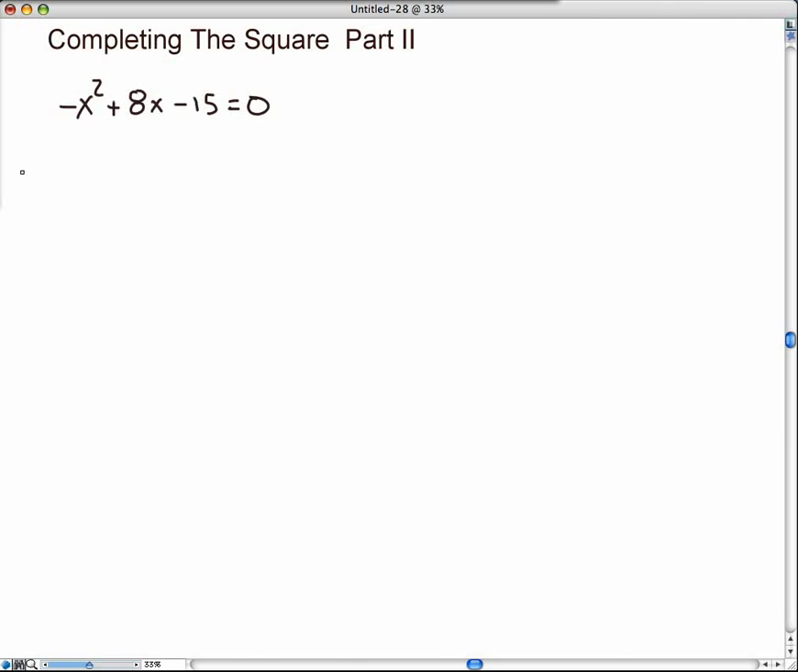Okay, now let's do the next quadratic equation. This one, a, is less than 1. And the first thing we want to do is make sure it's aligned correctly. We got the quadratic term, the linear term, the constant. And so we move the constant over. In this case, we're going to add 15 on both sides. Negative x squared plus 8x equals 15. And we leave a space right here.